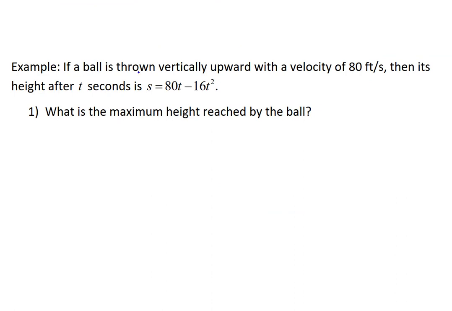This one states, if a ball is thrown vertically upward with a velocity of 80 feet per second, then its height after t seconds is given as this equation, s equals 80t minus 16t squared. So it says s, you could also think of that as s of t. The point is that's our position function. Now the first question says, what is the maximum height reached by the ball?